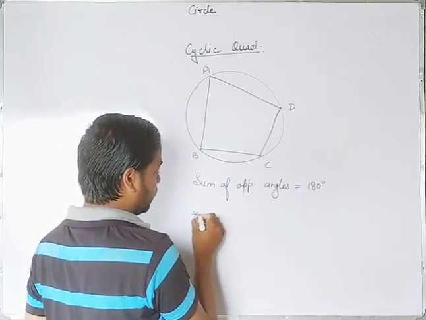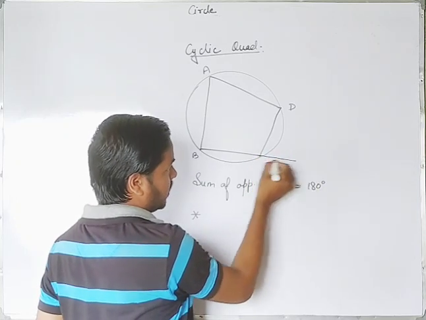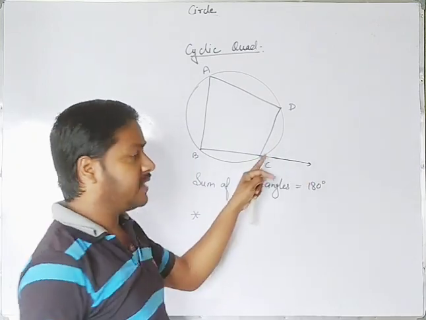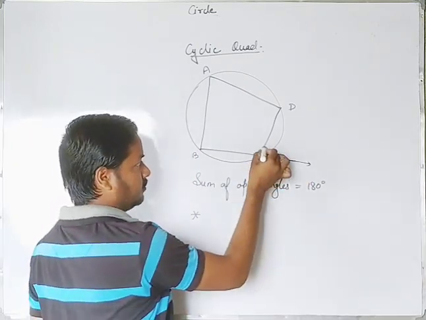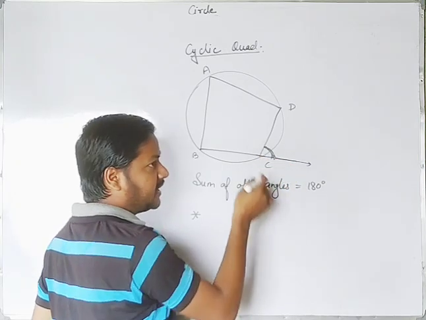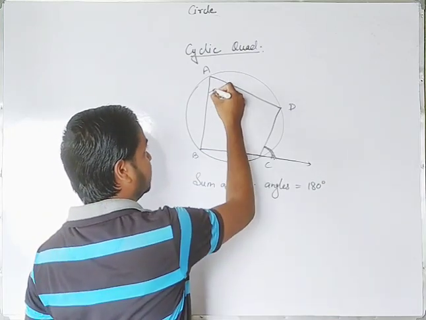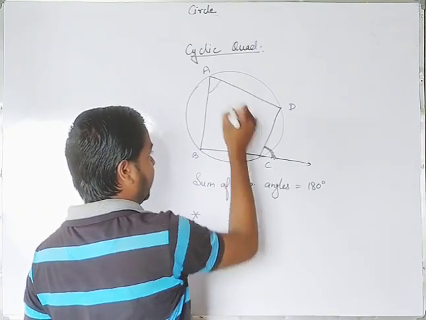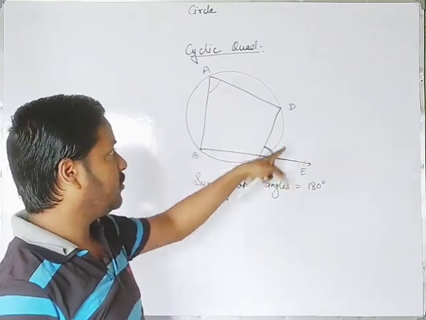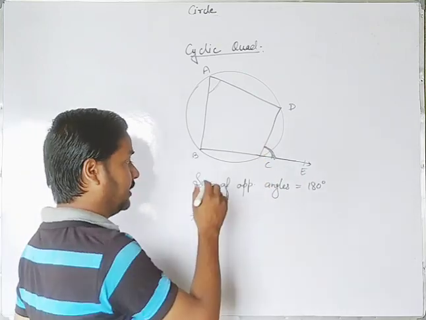Also, note that if any side is increased, if I extend this side, then the external angle that is formed here is equal to the opposite internal angle. It means this one, angle A, is equal to this one. If this is E, then angle A will be equal to angle DCE.